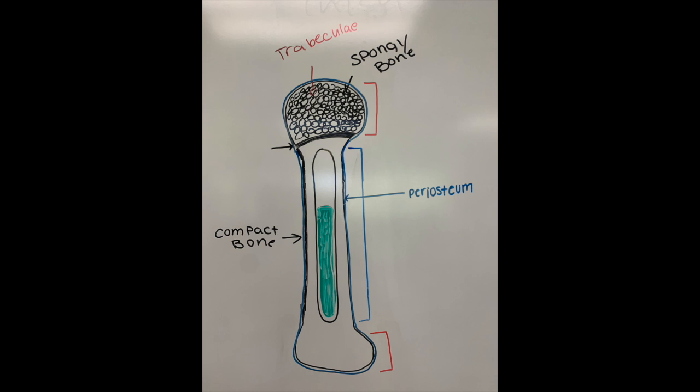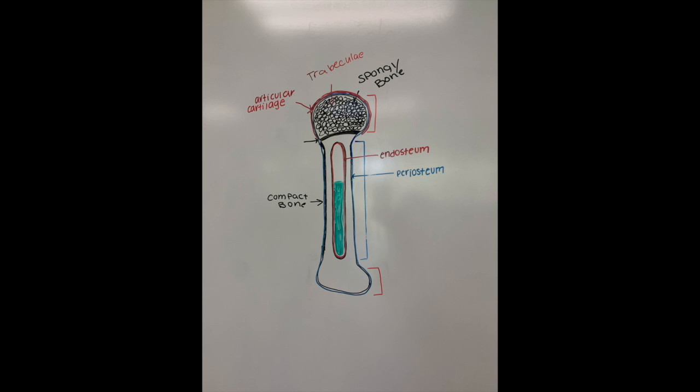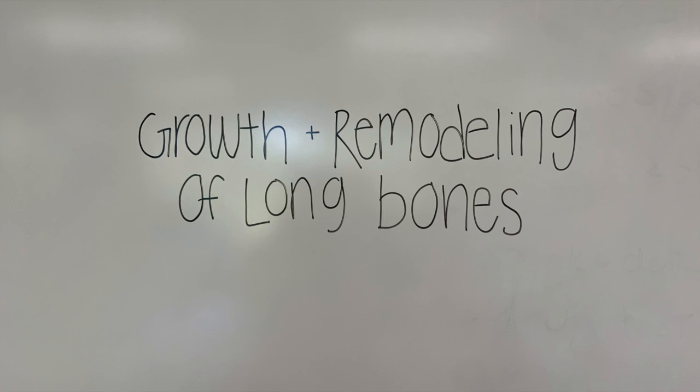The long bone is also covered with a double-layer protective bone membrane called the periosteum. The periosteum is secured to the underlying bone by Sharpey's fibers and is supplied with nerve fibers, blood vessels, and lymphatic vessels. The endosteum is another bone membrane that covers the internal surface of the bones. Articular cartilage covers the outer joint surface of the epiphyses.